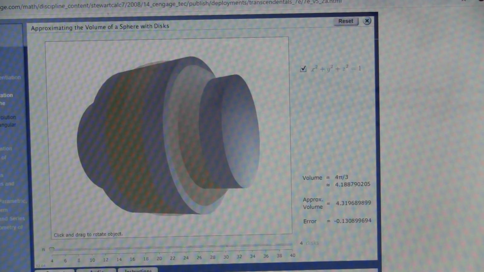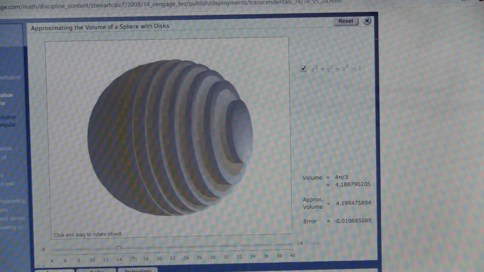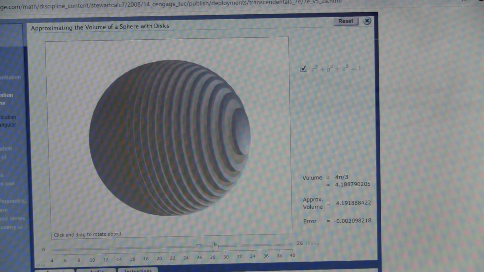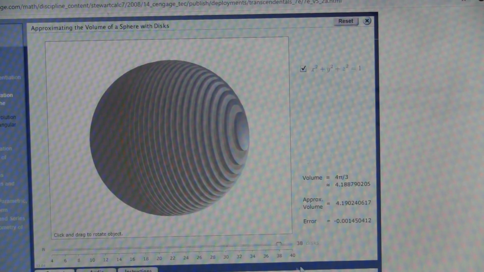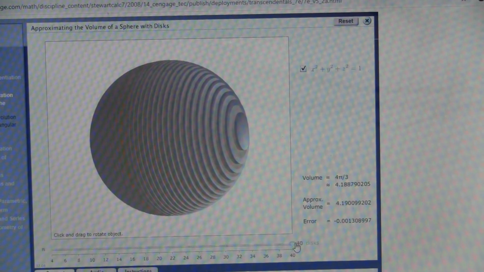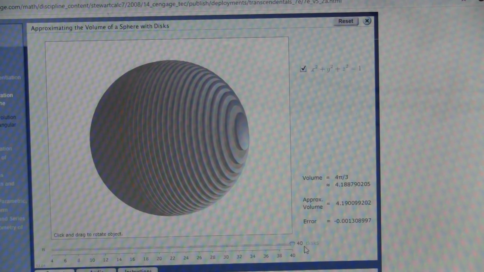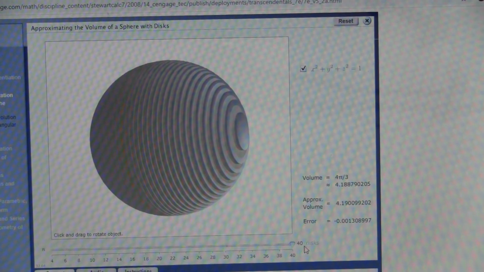But as I go to more and more discs and slice it, I'm finding the volume of each disc and then adding them together. As I do that, you can see it starting to look more and more round. They have it so that you can go all the way to 40, and when you do that, your error is almost zero. That's kind of the idea. Anyway, that's what we're going to be looking at and doing.